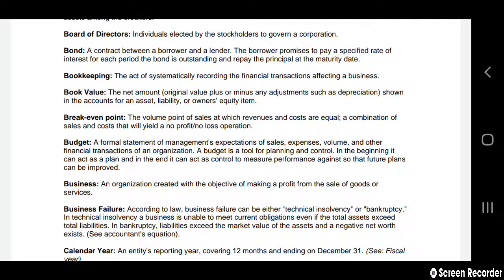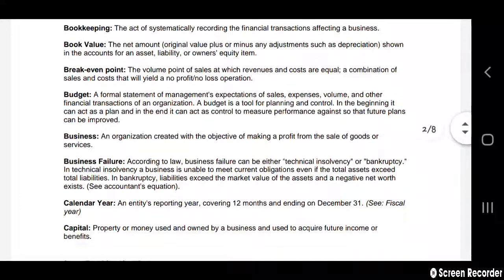Next, bond. It is a contract between a borrower and a lender. The contract happens between them. The borrower promises to pay a specific rate of interest for each period in the contract. They say that they will pay this much amount for each period of time in that bond, and repay the principal at the maturity date. After the maturity date, they should repay that amount.